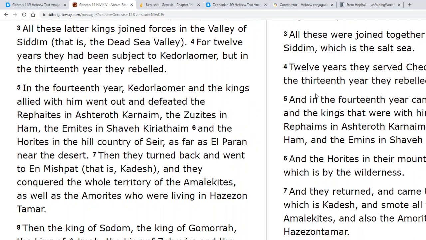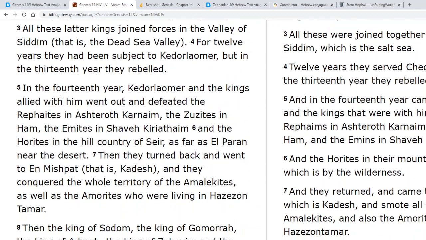King James: and in the 14th year came Kedorlaomer and the kings that were with him, and smote the Rephaim in Ashtaroth Karnaim, and the Zuzim in Ham, and the Emims in Shaveh Kiriathaim.